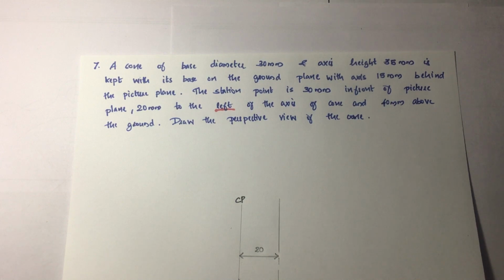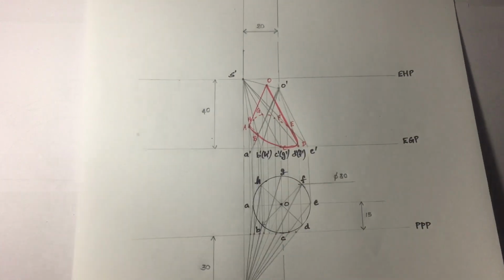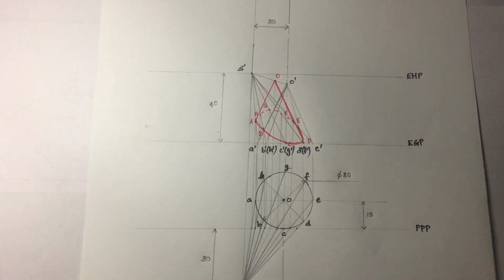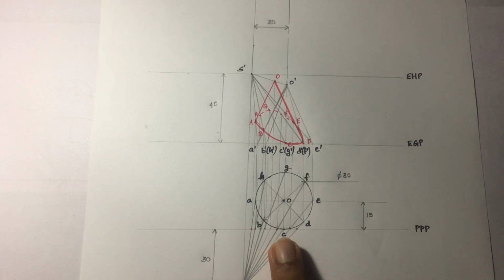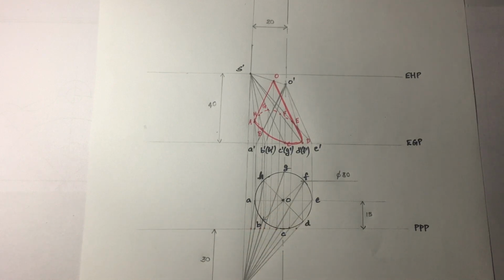are drawing. The very first step is to draw the PPP line, and then you have to take the distance 15 mm from any point in the PPP line and mark the point as O, as it is told in the question that the axis is 50 mm behind the picture plane. Behind means you have to take towards upside.